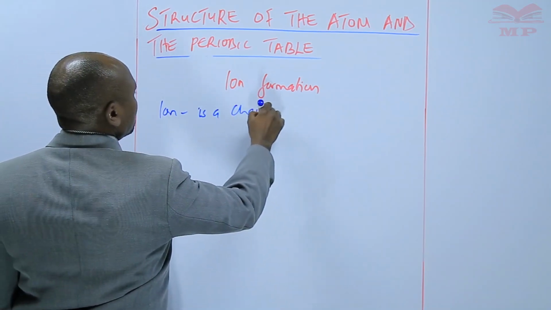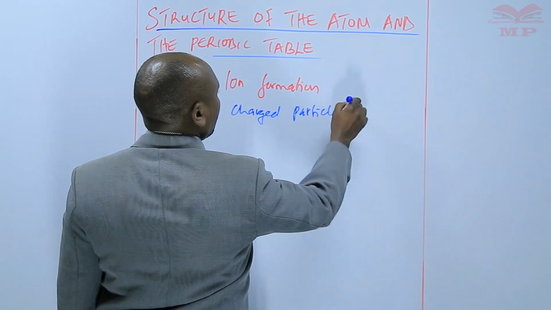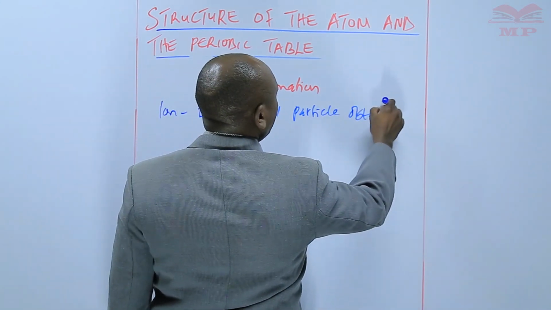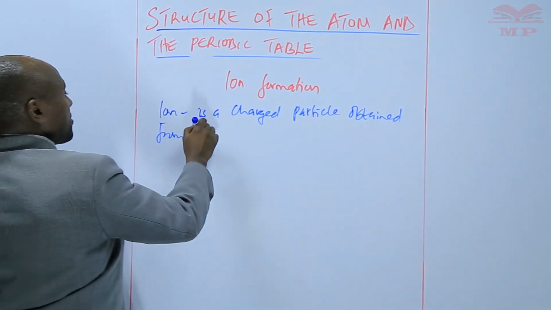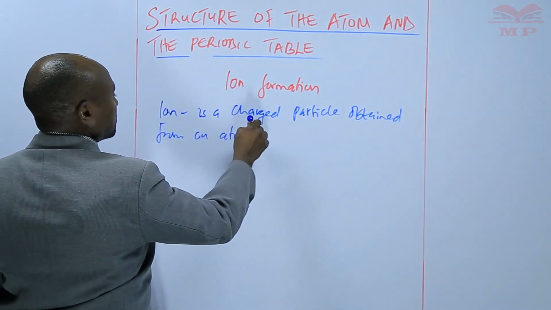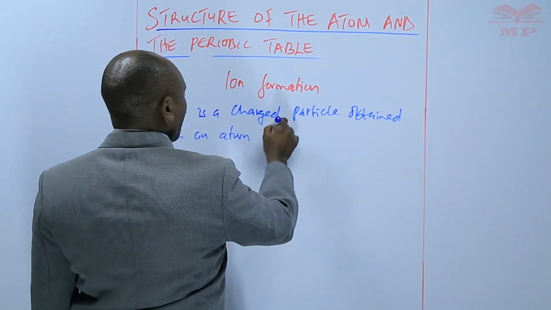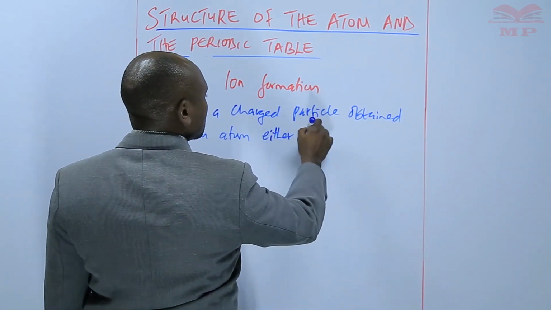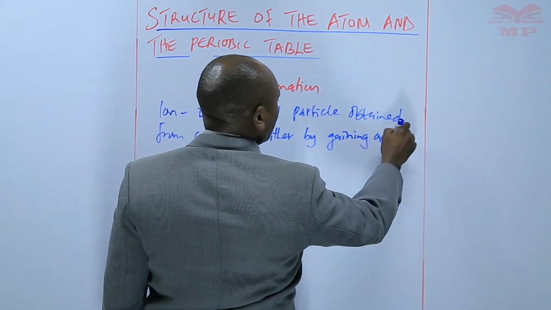An ion is a charged particle obtained from an atom either by gaining electrons or losing electrons.